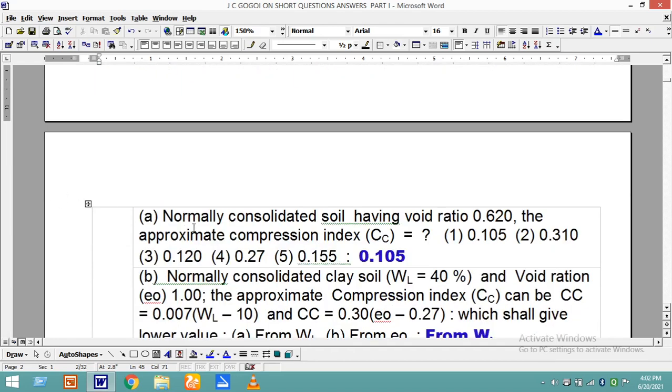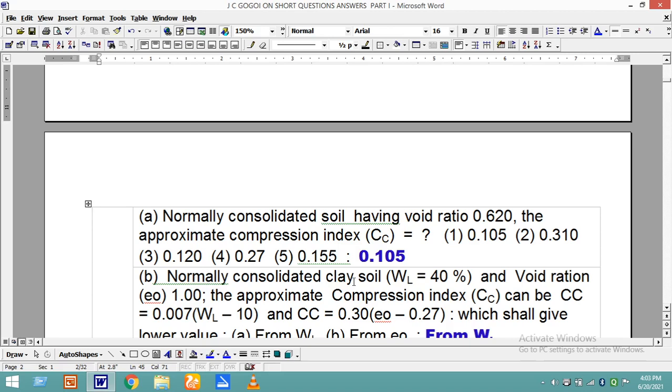Next question. Normally consolidated soil having void ratio of 0.6, the approximate compression index Cc? What shall be the approximate compression index Cc? Given in the choices: 1.105, 0.310, 0.120, 0.27 or 0.155. Because when void ratio is given, Cc equals 0.3 times (e0 minus 0.27). From 0.6 minus 0.27, the remaining figure will be 0.35. So 0.35 into 0.3, this figure will come. So the answer is 0.105.